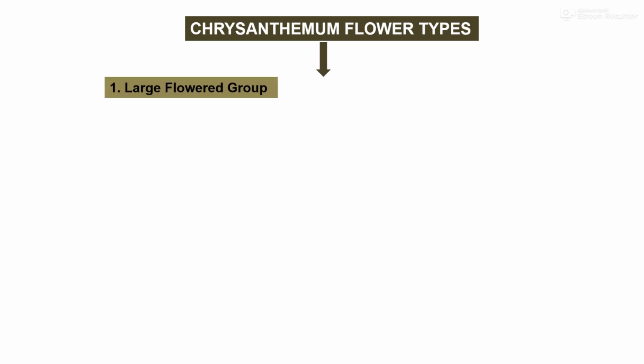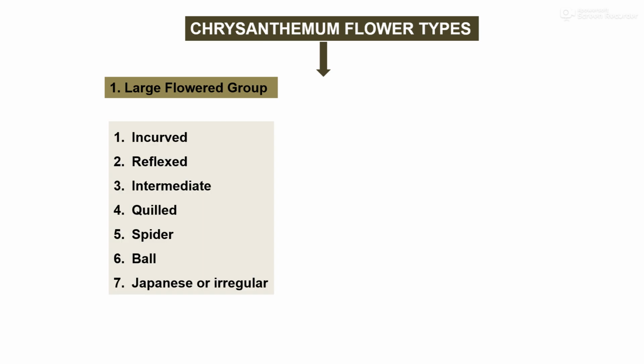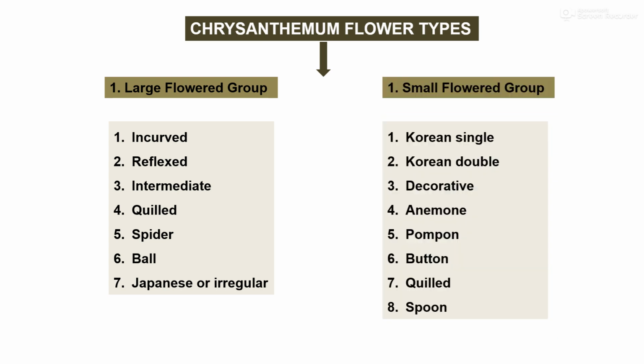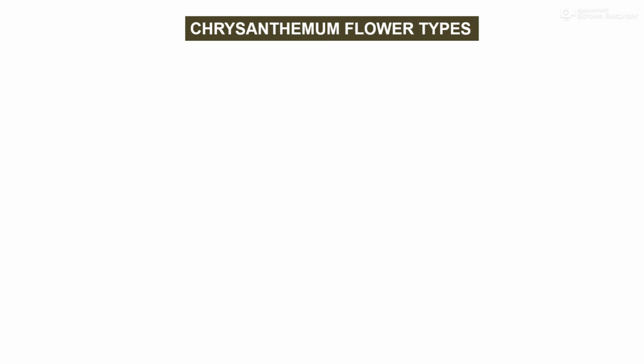First one is the large flowered group. In the large flowered group, there are incurved, reflexed, intermediate, quill, spider, ball, Japanese or irregular types. While in the case of small flowered groups, there are Korean single, Korean double, decorative, anemone, pom-pom, button, quill, and spoon type. So, a few of the types or varieties we will discuss, like incurved.